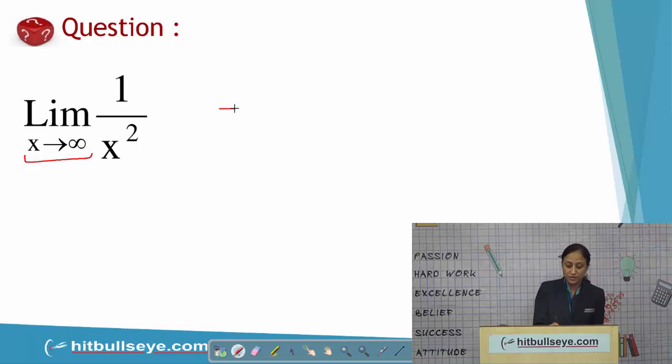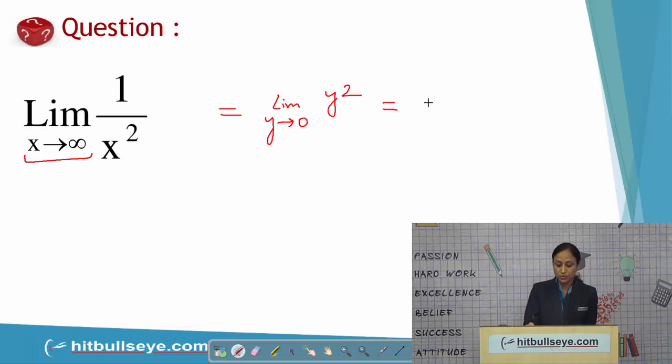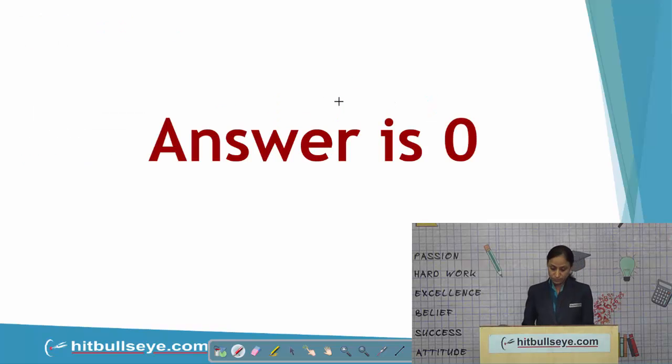So let's just apply the working rule. The working rule says to replace x by 1 upon y, which will give me y square in the numerator and limit y approaching 0. Now this is an extremely simple limit which we know will give me the answer as 0 when I put y as 0 here.